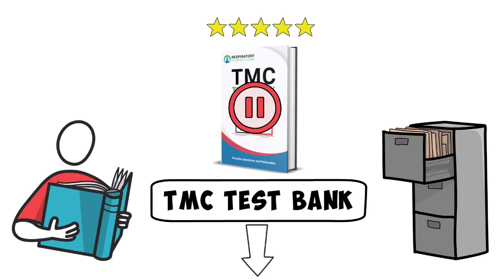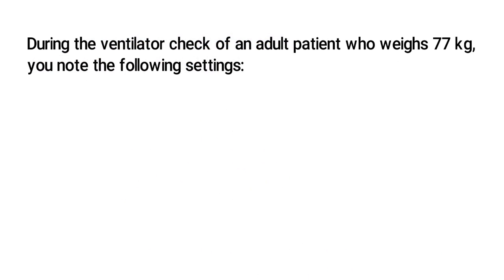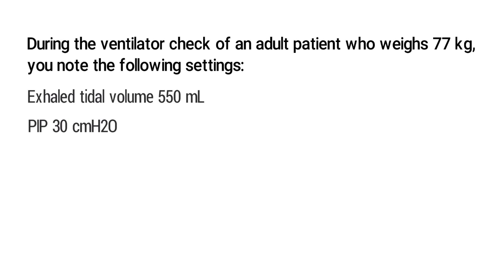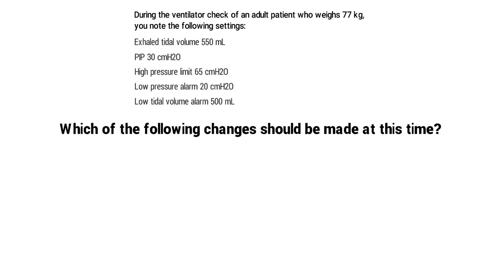Okay, now that you're back, let's go ahead and break down another practice question. Is that cool with you? Alright, here we go. During the ventilator check of an adult patient who weighs 77 kilograms, you note the following settings. An exhale tidal volume of 550 milliliters, peak inspiratory pressure of 30, high pressure limit of 65, low pressure alarm of 20, and a low tidal volume alarm of 500 milliliters. Which of the following changes should be made at this time?